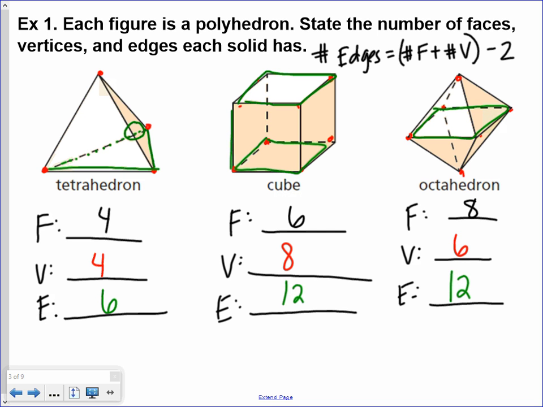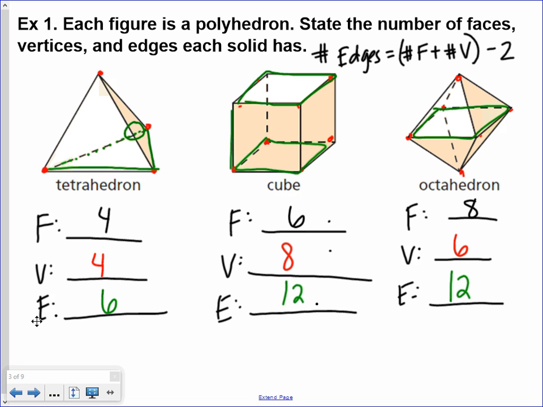The number of edges that it has will always equal the number of faces plus the number of vertices minus 2. 4 plus 4 is 8, minus 2 is 6. 6 plus 8 is 14, minus 2 is 12. 8 plus 6 is 14, minus 2 is 12. So we used to cover Euler's theorem, but it's not terribly important as long as you can count. So, questions on that?